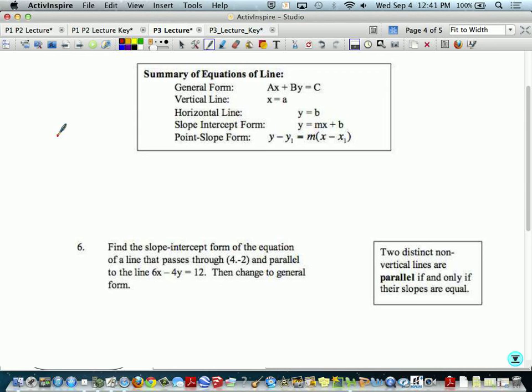So here are some different equations. We have the general form, vertical lines, horizontal lines, slope-intercept form, point-slope form, and again, the one I call the algebra 2 one, where the y1's on the other side, fine.